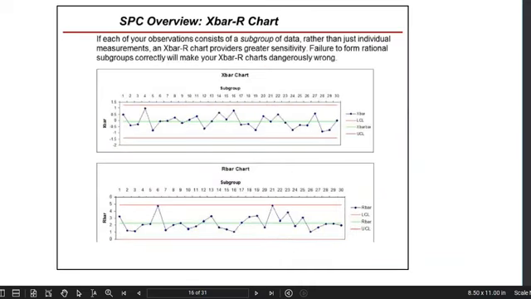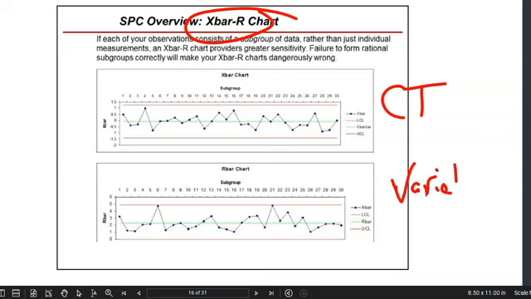For small subgroup samples, that type of chart is something called an X bar R chart. Again, the 2 pairs of charts created, one for the central tendency, the other one represents the variation as described by range.